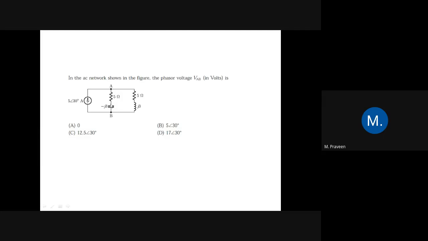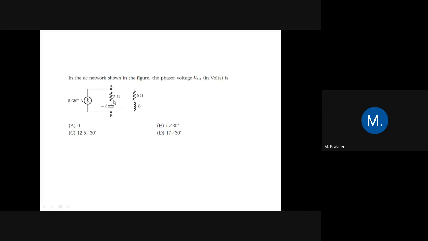So if you write the impedance for this branch, Z1 is equal to 5 minus 3J. So here 5 minus 3J is the Z1. And for Z2, it is 5 plus 3J. So here it is series, here also it is series. Okay. Now we have to find what is the total impedance.